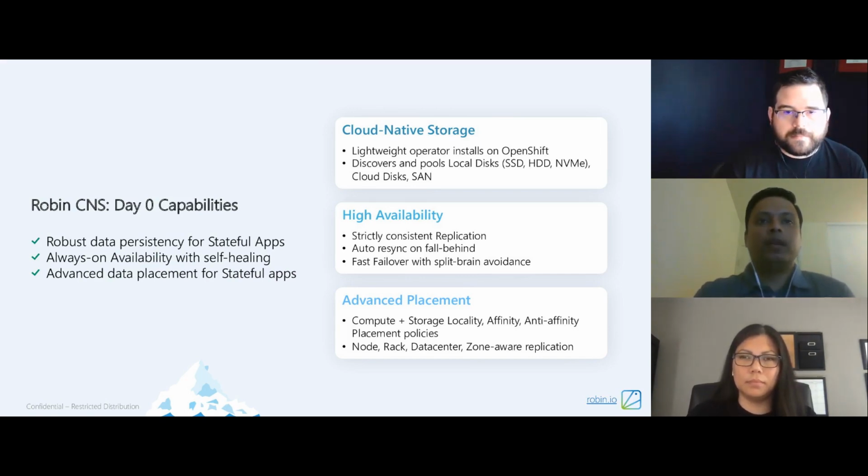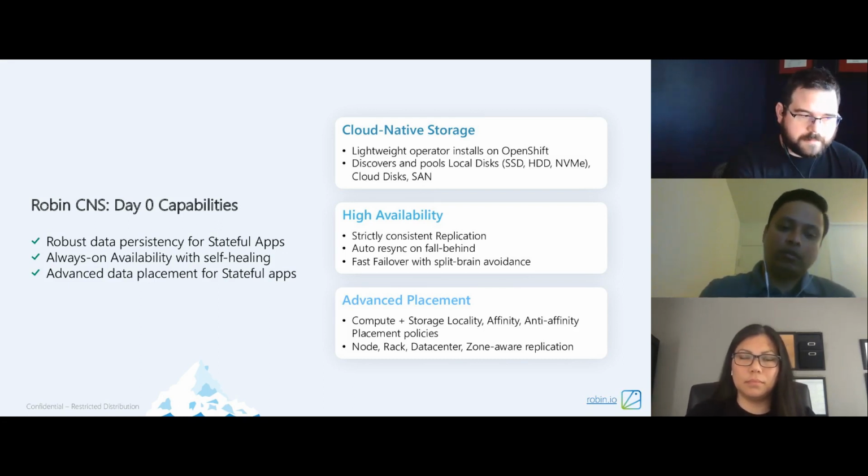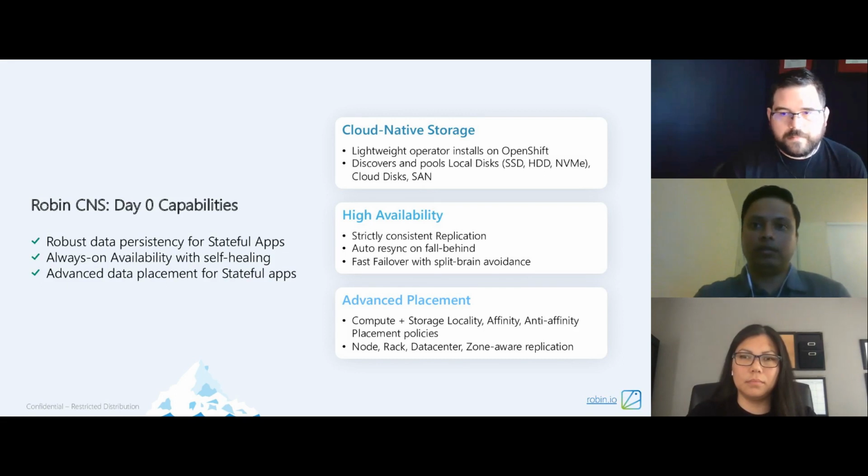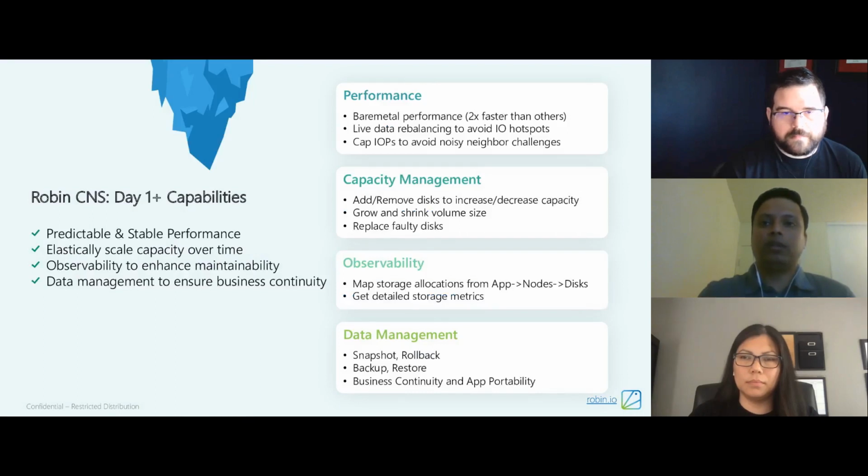And then on day zero, you also need advanced placement policies. For example, certain workloads are very performance sensitive, especially things like databases, right? So you need to define that my storage and compute should reside on the same host so that I get the best performance possible, right? So these things are needed on day zero that come out of the box with Robin.